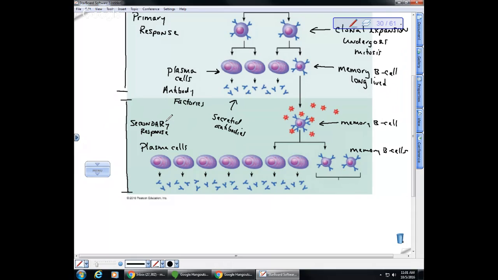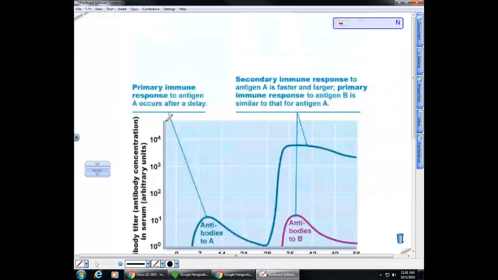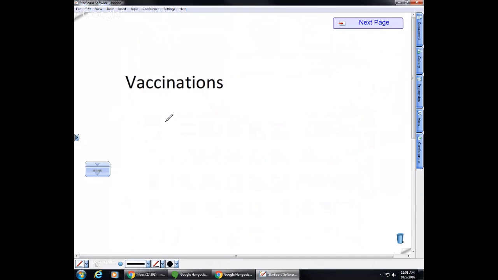So this is the mechanism that we kind of subvert in order to produce vaccinations. So let's talk about vaccinations. Okay. So vaccinations are intentionally presenting antigens to the immune system.